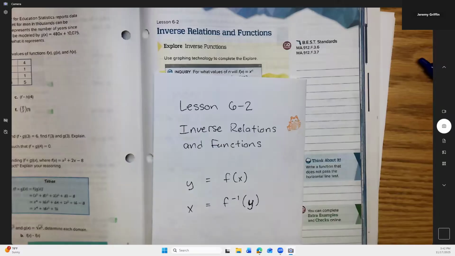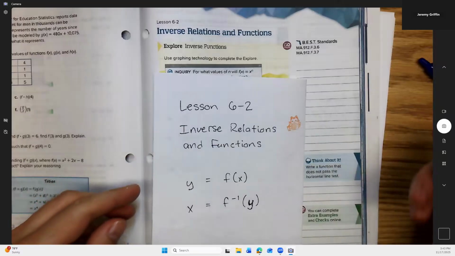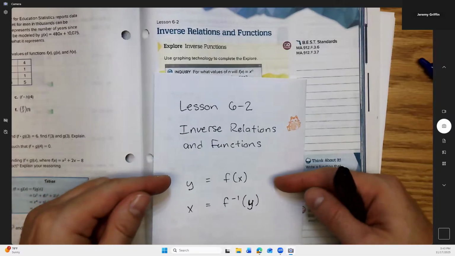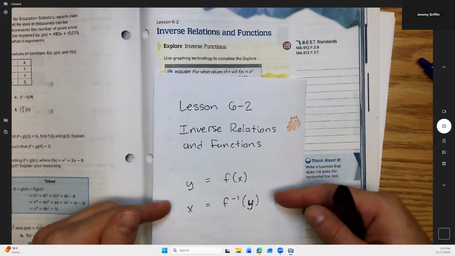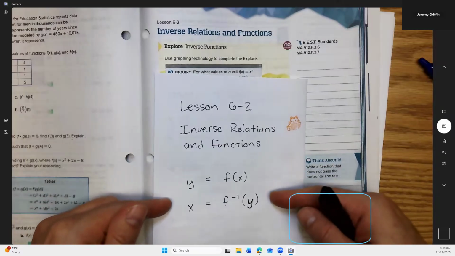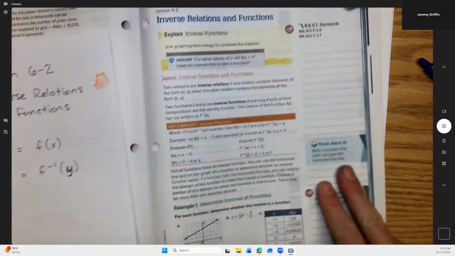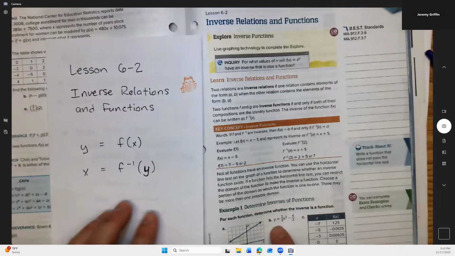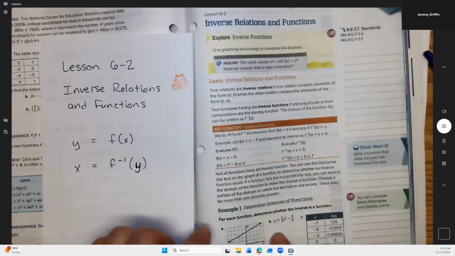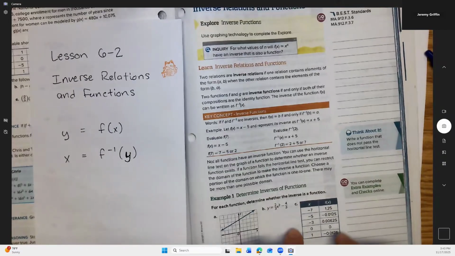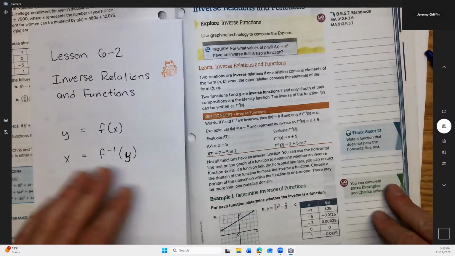Lesson 6.2, inverse relations and functions. If two functions or relations are inverses of each other, that means that if y equals f of x, then x equals the inverse function of y. We can say that all the x and y values swap places. There are some function interpretations that I'll walk you through in examples. There's a graphical way to interpret this, and you can also interpret inverses through tables of values.